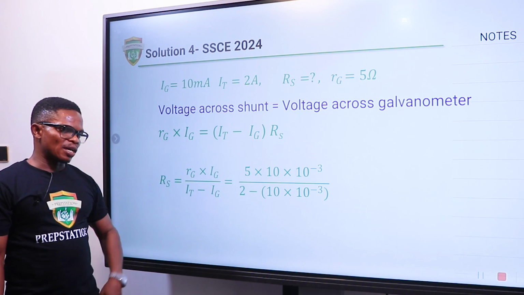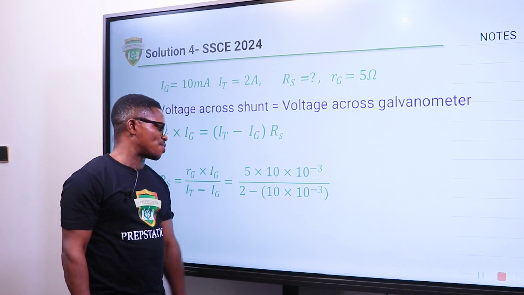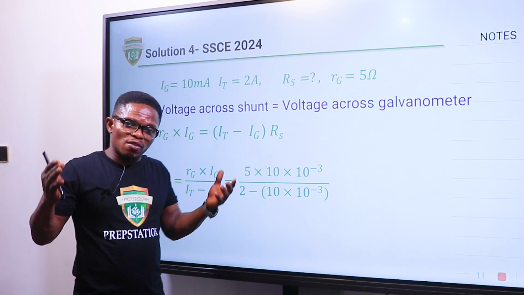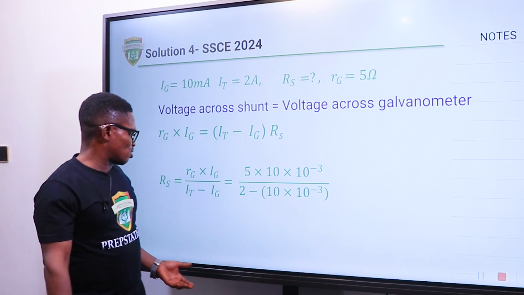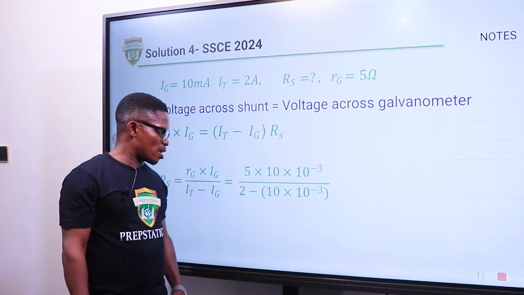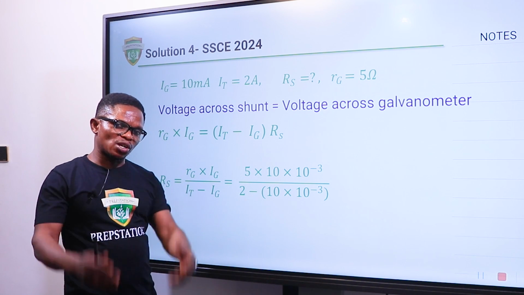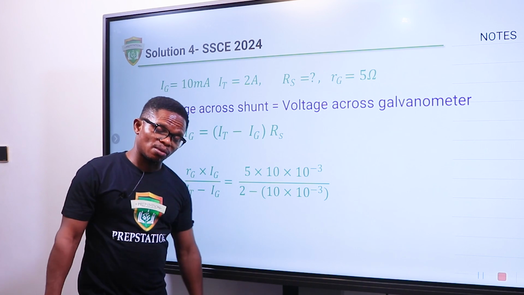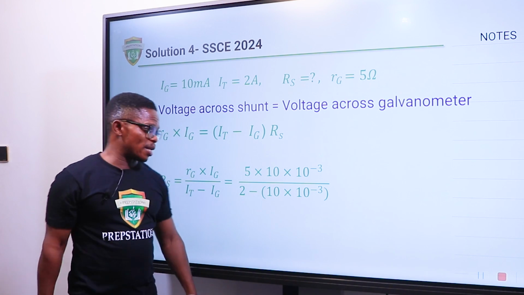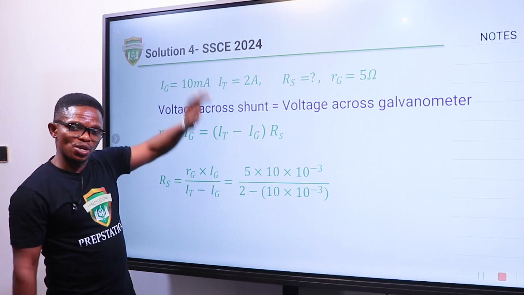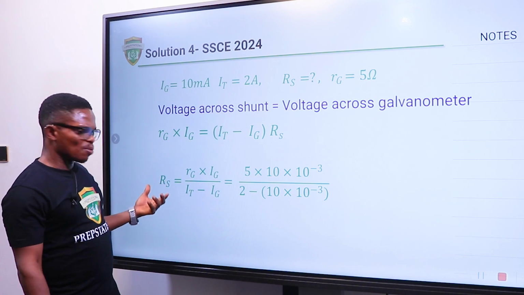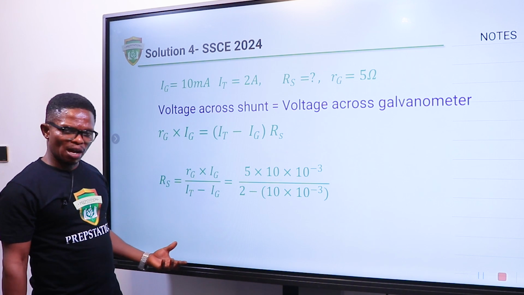Sometimes students complain that physics is difficult because of the mathematics, but I keep saying it: we only make use of part of mathematics, and that is algebra. To be precise, change of subject of the formula. If you are good with your algebra and change of subject of the formula, you won't complain about physics, because that is what we use in solving problems. So make the unknown the subject of the formula. That is what I've done here.